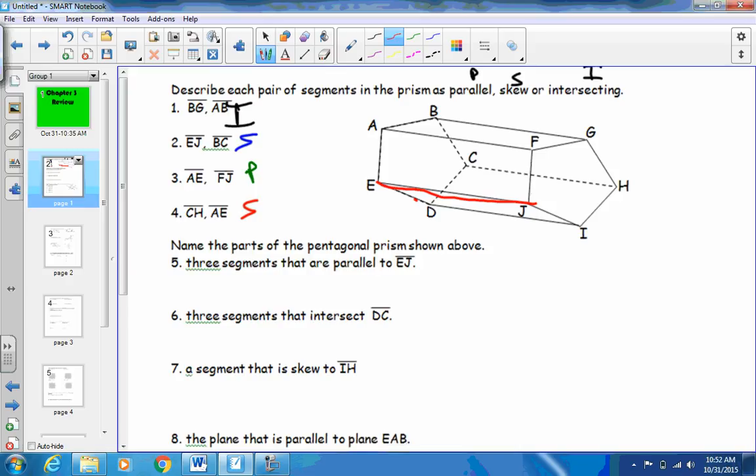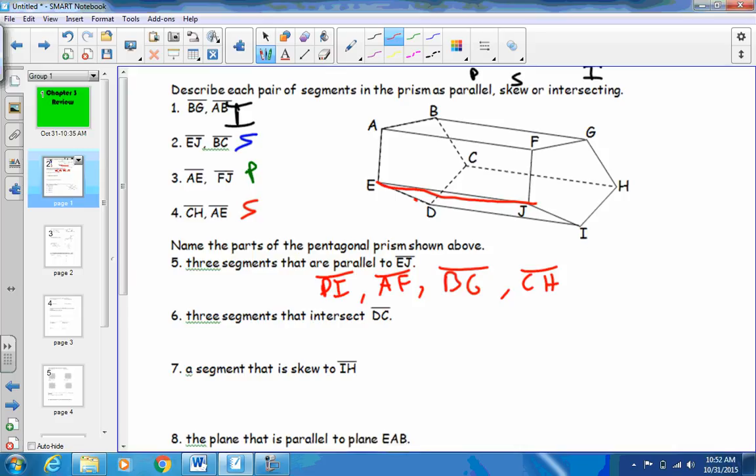I could say, first of all, segment DI. That makes a parallel line. Segment AF. And then based on the transitive property, we can figure out that segment BG would also be parallel if you were to make a plane that goes from EJ to BG. And also we could figure out that CH. So I have 4 different ones. You just have to name 3.